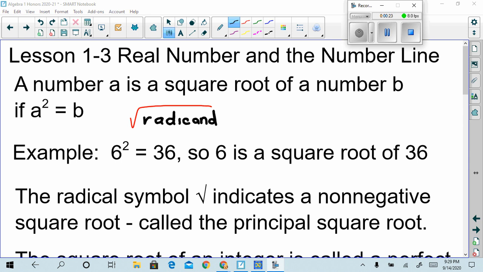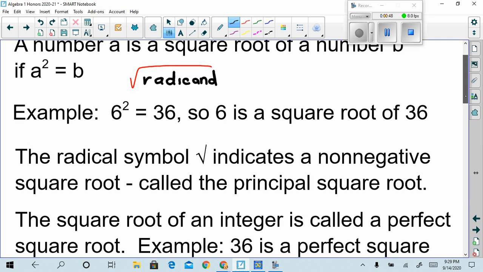Yesterday we were working on talking about the real number system, and we got into a discussion about the rational and irrational numbers in radical form. So I want to just continue with that a little bit today to make sure that we've got this concept. Now we have some general statements here: a number a is a square root of a number b if a squared is equal to b.